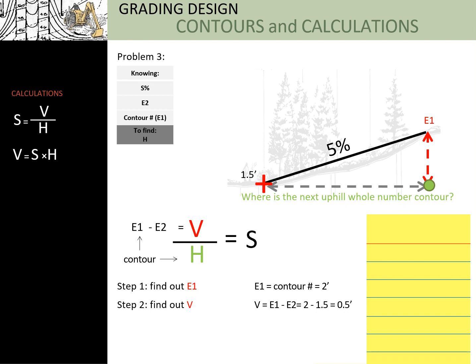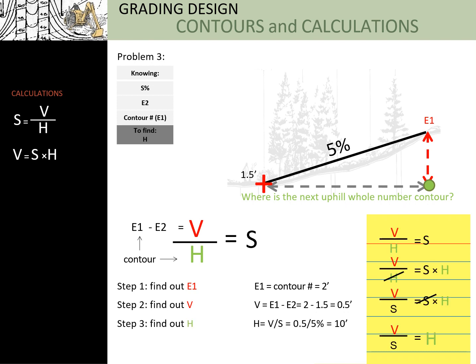And then we need to transform our formula again to solve for H. So we multiply H on both sides of the equation and divide it by S on both sides. So we will get H equals V over S. And now we plug in the values. 0.5 divided by 5% equals 10 feet. So we now know we would put our next contour 10 feet to the right.